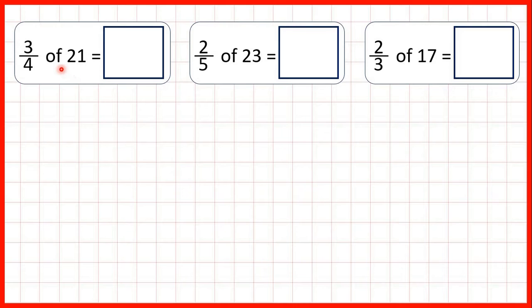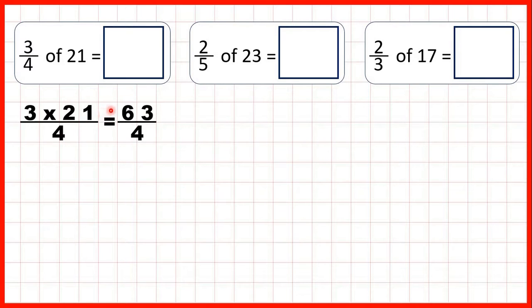Now we're finding a fraction of a number, and we know that to find a fraction of a number, we can divide by the denominator and then multiply by the numerator. But here, because we're finding 3/4 of 21, when we divide 21 by 4, we're going to get a remainder or a mixed number. So we need to use a slightly different method here. To find 3/4 of 21, we can represent that as 3 times 21 over 4.